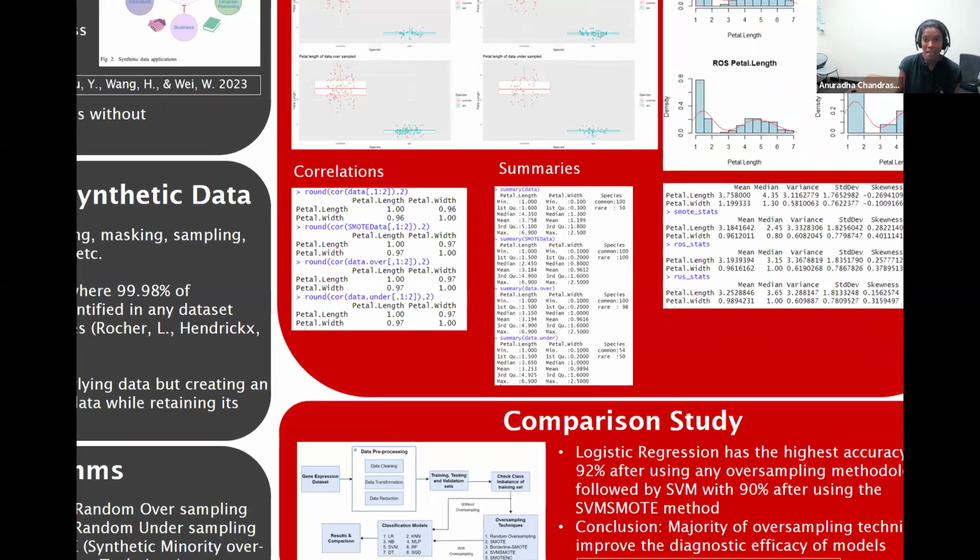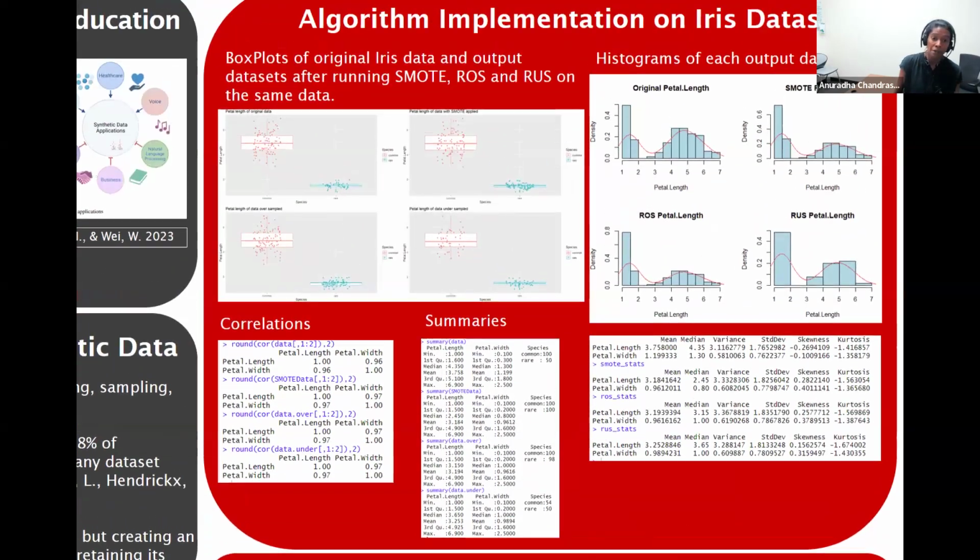And I applied these algorithms on the Iris dataset. The Iris dataset is a public dataset available out there, and I just ran SMOTE, ROS, and RUS on it. And here are the results. In this one, I have a box plot of the original data. And here I have the SMOTE applied, here I have the ROS applied, and here I have the RUS applied. So you can see the majority and the minority data points. The majority are shown in red, and the minority data points are shown in blue.